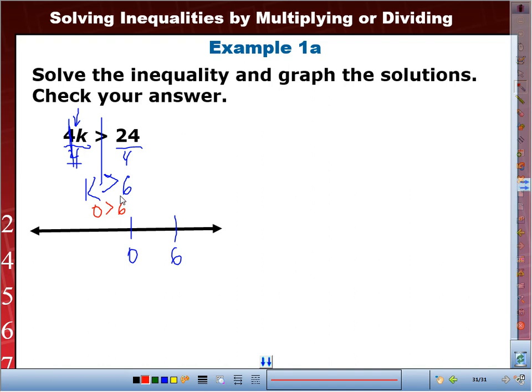So let's see. Is it an open point? Yes, and everything to the right. Are we there so far? That's how you check. So now, to double check, because it says here: check your answer. You write your inequality, 4k greater than 24, and instead of k, I'm going to substitute any values from where I said it was shaded. So what number should I shade from here?